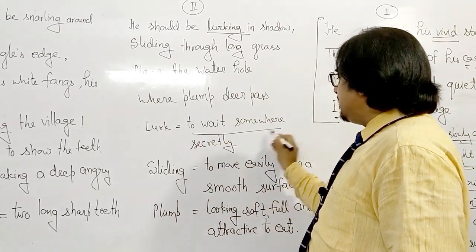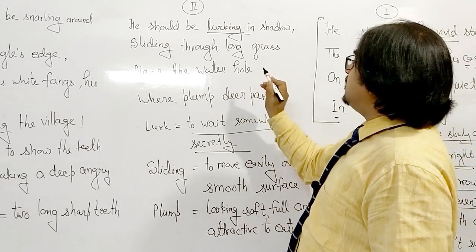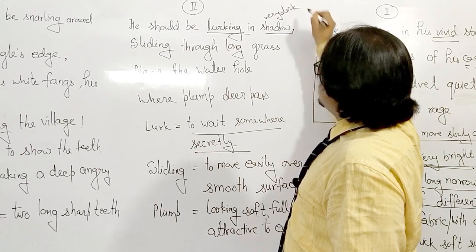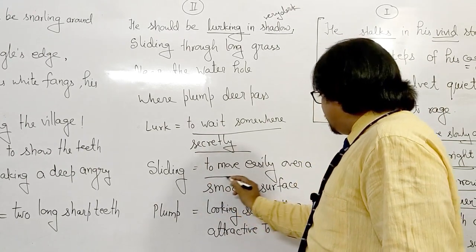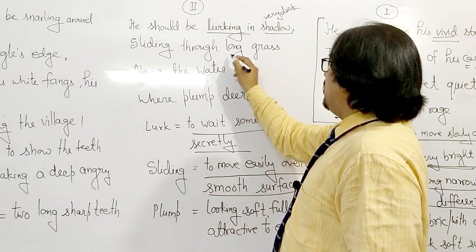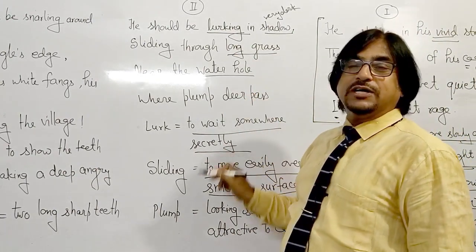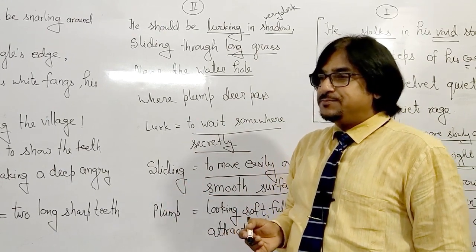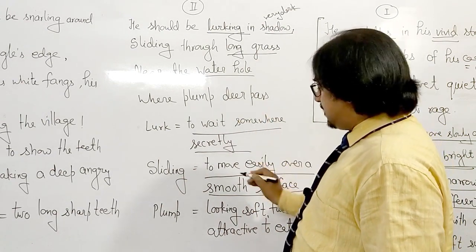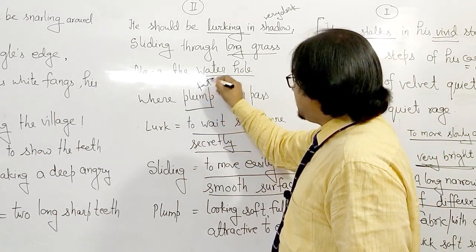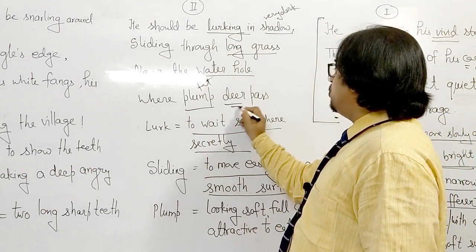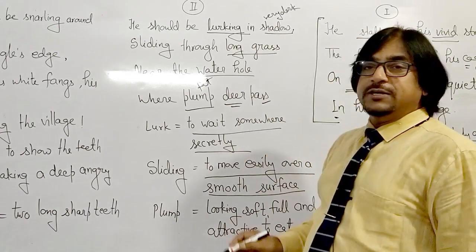Lurking means to wait somewhere secretly. The other word, shadow, you know very well, very dark. Sliding means to move easily over a smooth surface. Long grass, you know. Water hole means the source of water, a pond. Where plump deer pass: plump means fat, looking soft, full and attractive to it. Deer we know. Pass means go through.